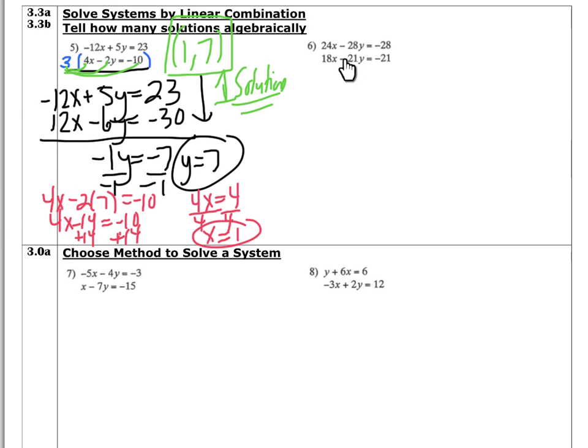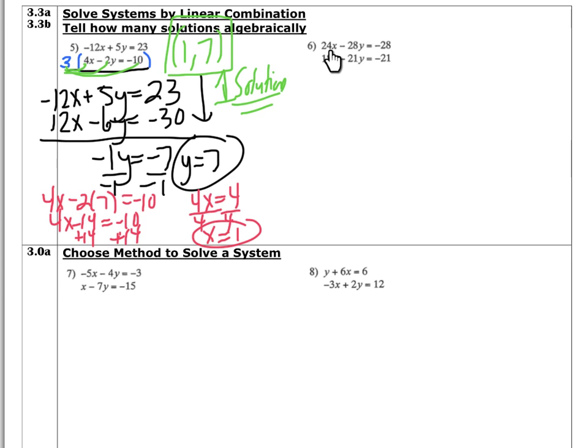Now if we look at the second one here, we want to figure out how to get the x's or y's to cancel out. First, make sure they're lined up appropriately, and they are. So is there a way that we can make either the x's or the y's the same numbers but opposite signs? Now this one's a little tricky. To make them the same numbers, what we can do is divide something out. I can make the 24 and the 18 both become the number 6.